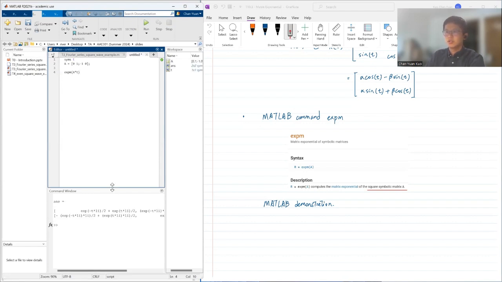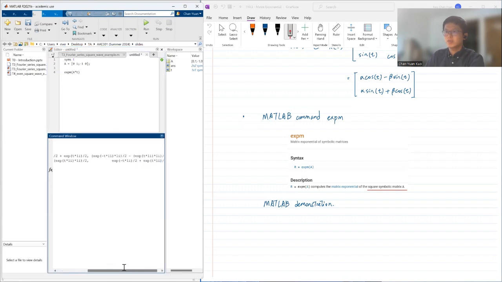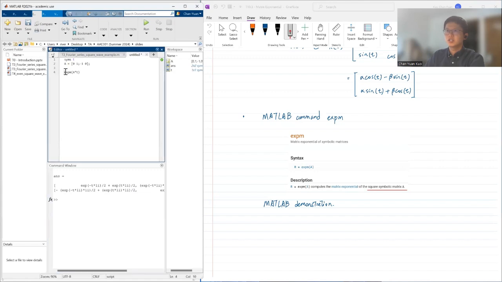So the solution it gives us is a little bit messy because it did not simplify the expression. So here we will simplify the expression by using the simplify command. And now let's see what we will get in the end. So we see that in the end, we get this matrix, cosine of t, sine of t, negative sine of t, and cosine of t, which is exactly what we have obtained just now.